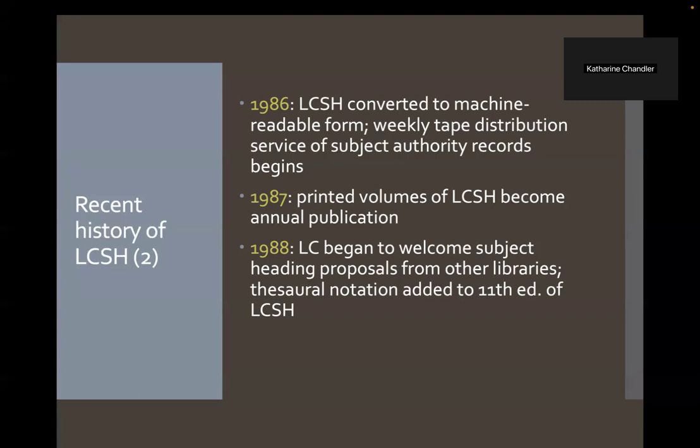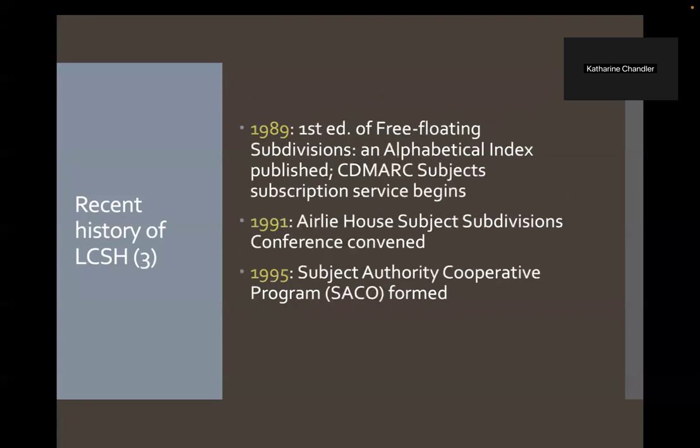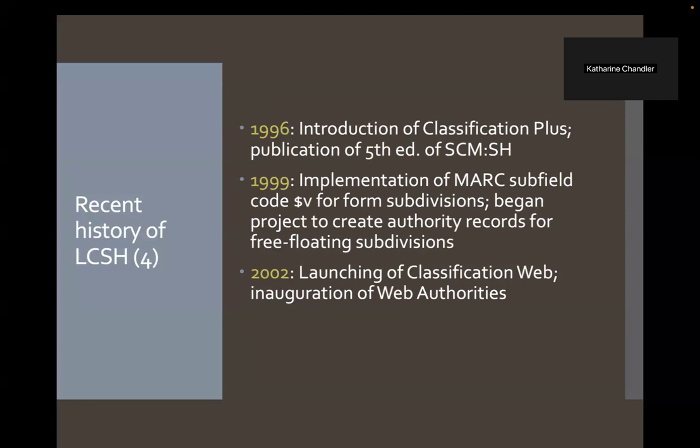In 1988, LC began to welcome subject heading proposals from other libraries, and thesaurus notation was added to the 11th edition. In 1989, the first edition of Free Floating Subdivisions and Alphabetical Index was published, and the CDMARC Subjects subscription service began. In 1991, the Airlie House Subject Subdivisions Conference convened, and in 1995, the Subject Authority Cooperative Program, or SACO, was formed. In 1996, Classification Plus was introduced, along with the 5th edition of the Subject Cataloging Manual. In 1999, the implementation of MARC subfield V for form subdivisions began the project to create authority records for free-floating subdivisions. And in 2002, Classification Web was launched, and Web Authorities inaugurated.